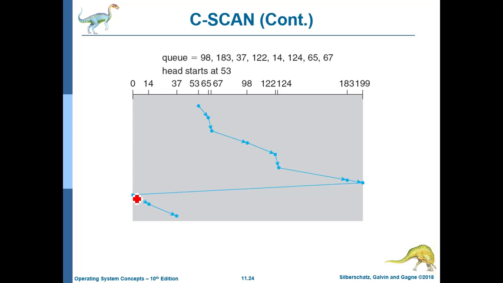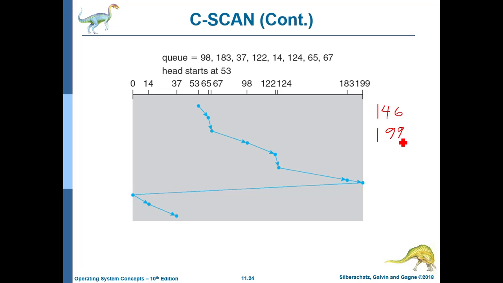And then next, it will service the other two that are left, which are 14 and 37. If we're going to add the total number, we have 199 minus 53. Since this line is continuous, you can compute it as one line instead of, for example, 122 minus 67. So 199 minus 53 is 146. And then since this is 199 minus 0, it's still 199.